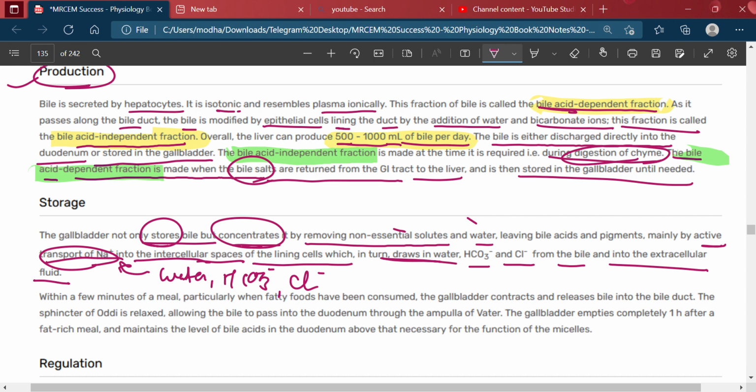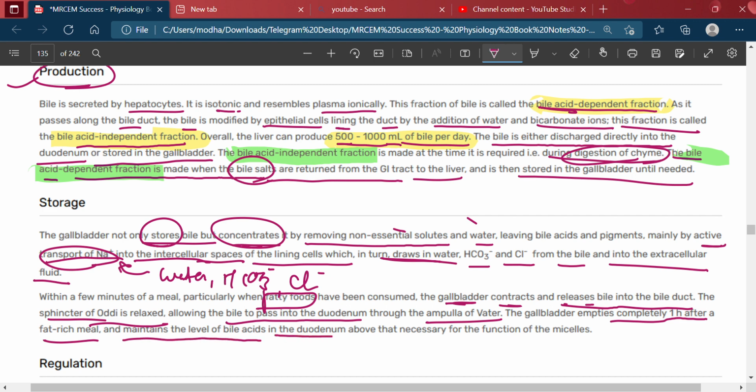Within a few minutes of a meal, particularly when fatty food has been consumed, the gallbladder contracts and releases the bile into the bile duct. The sphincter of Oddi is relaxed, allowing the bile to pass into the duodenum through the ampulla of Vater. The gallbladder empties completely 1 hour after a fat-rich meal and maintains the level of bile acid in the duodenum above that necessary for the function of cells.